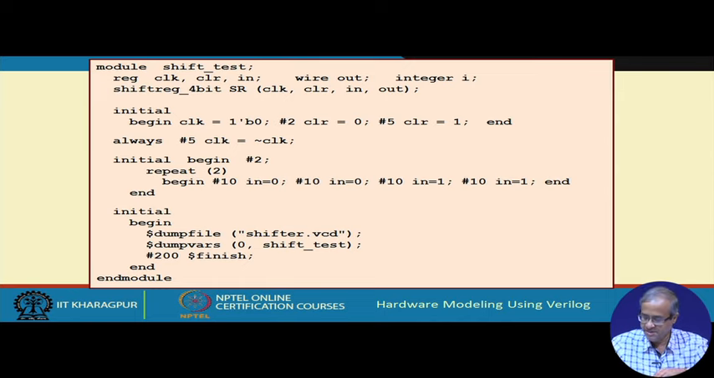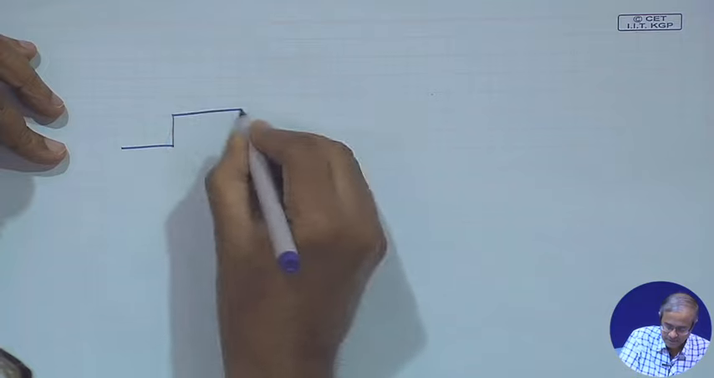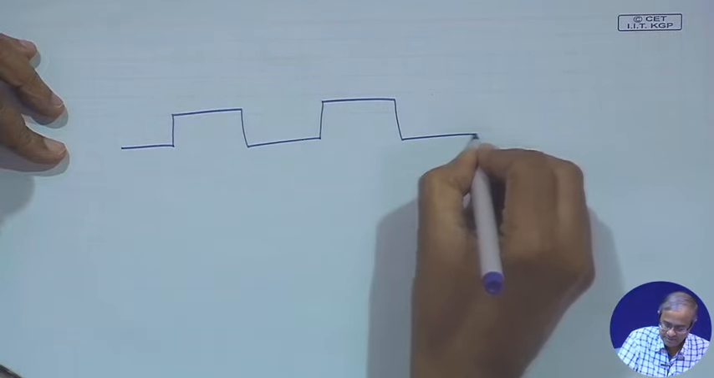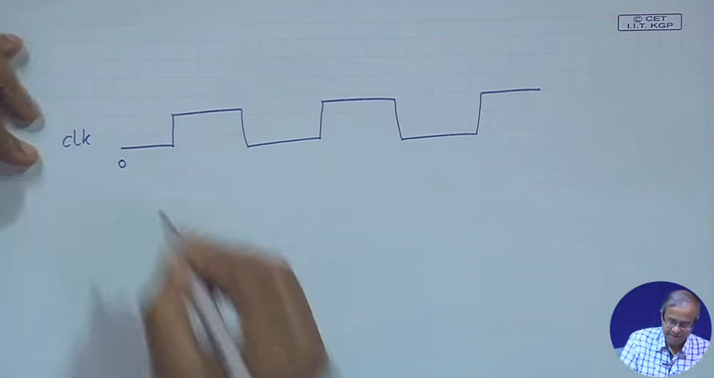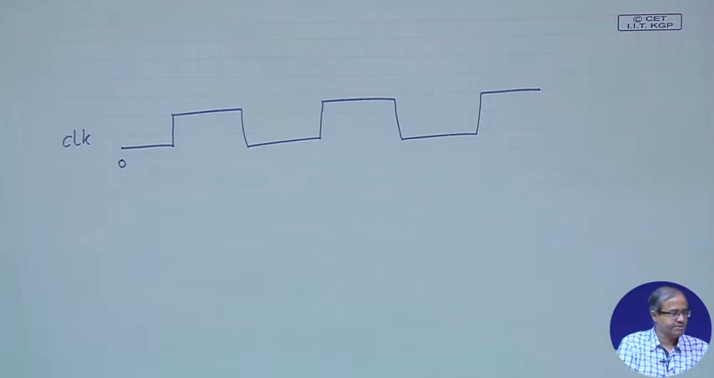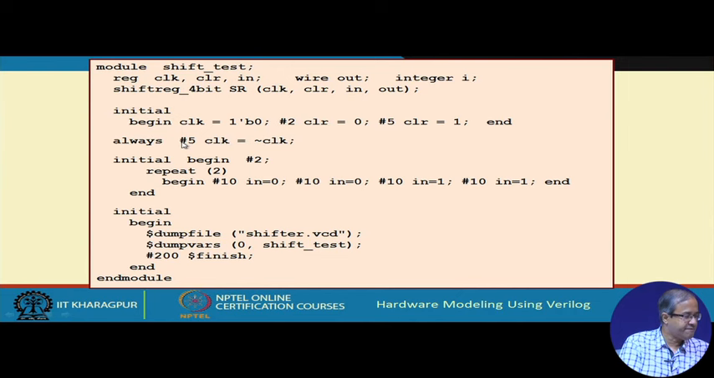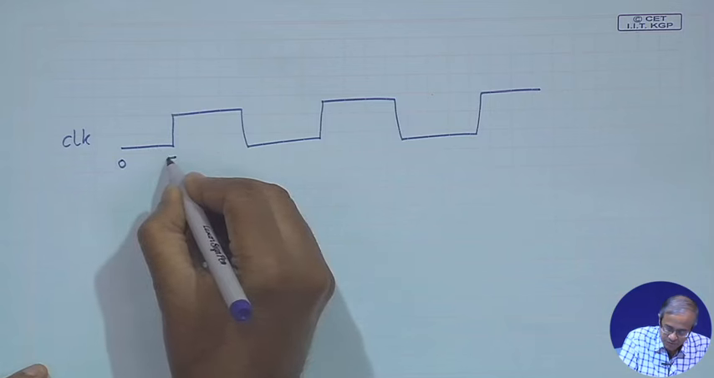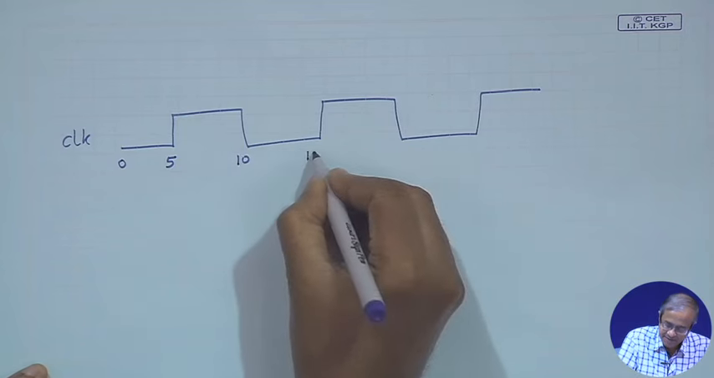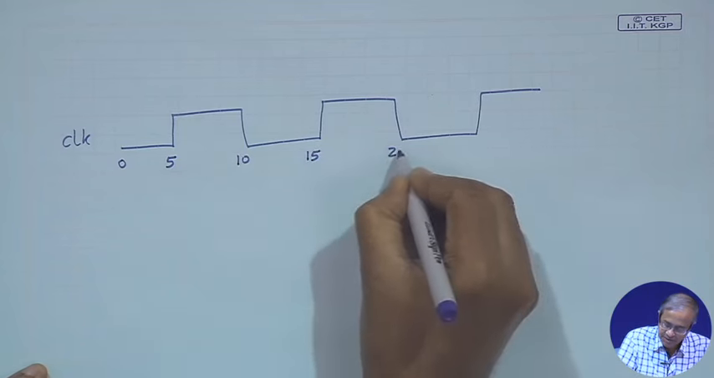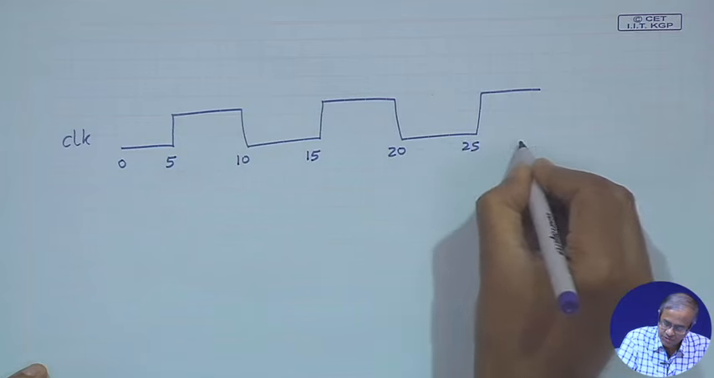So, I am generating a clock signal like this. This is clock. At time 0 I am making it 0, and always after delay 5, clock equals not clock. So, after a delay of 5 I am making it 1, after another delay of 5, at 10, I am making it 0 again, at 15 I am making it 1 again, then 20, 25 and so on. Like this the clock is changing.